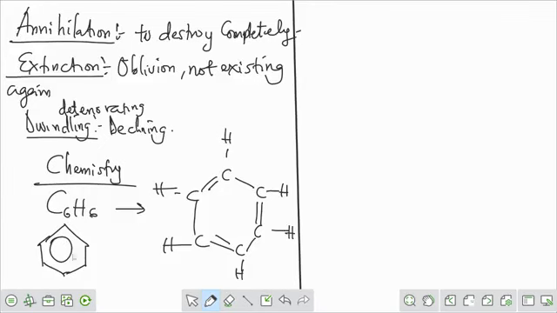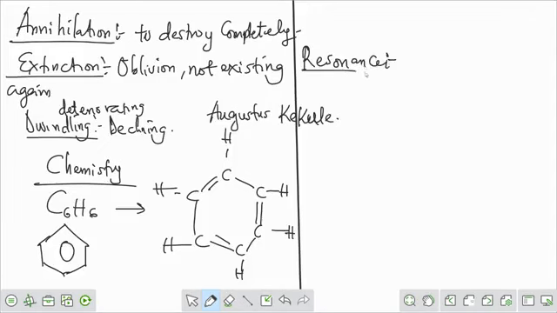So which one is easy? Just draw this, don't waste your time. So I told you that the structure is given to us by Augustus Kekule. That name is funny. Now, what's the meaning of resonance? I told you that benzene's recipe was resonance. What's the meaning of resonance?